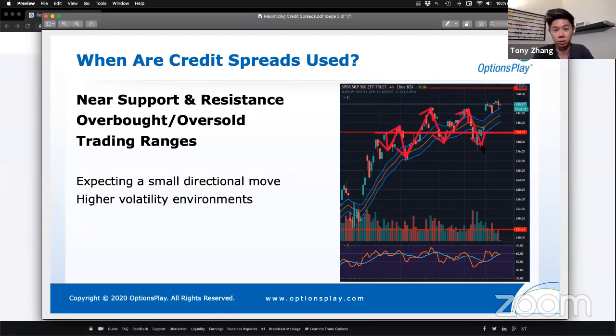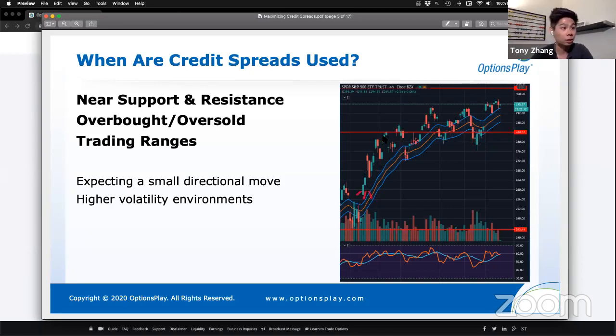These are ideal conditions to be selling credit spreads because you don't have a strong directional view. Markets are fairly range bound. It's not really moving a whole lot. And especially when volatility is high, these are the conditions to be selling credit spreads. So it's important that you understand that those are the only conditions in which you want to sell credit spreads.